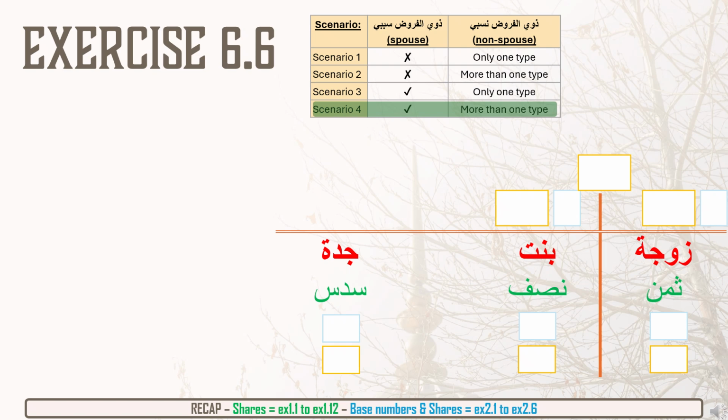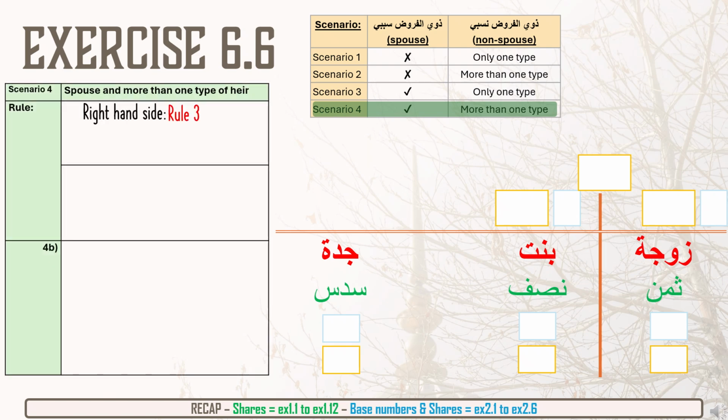So we split the spouse and the non-spouse, and on the right hand side where the spouse is, we will apply rule 3. Now rule 3 says make the base number the denominator of the spouse's share. Since the spouse is getting an eighth, the denominator will be 8. We'll give out a thumun of 8, which is 1, and we write down how much is left over next to the 8, so we write down Radd 7.